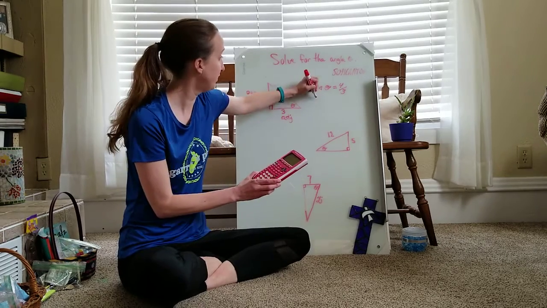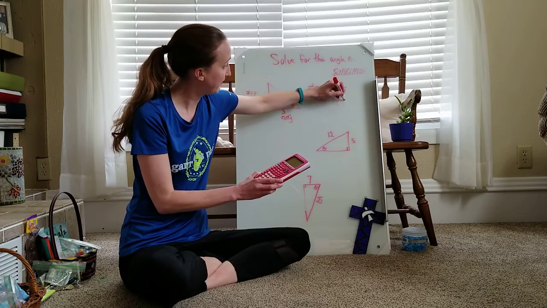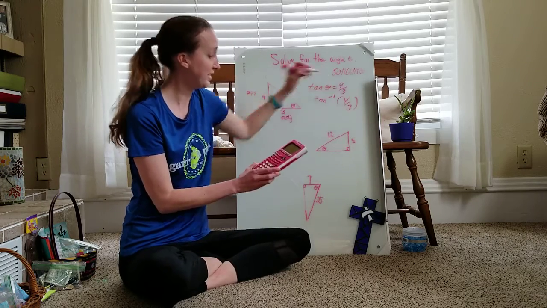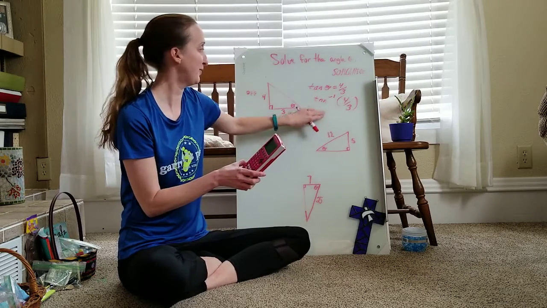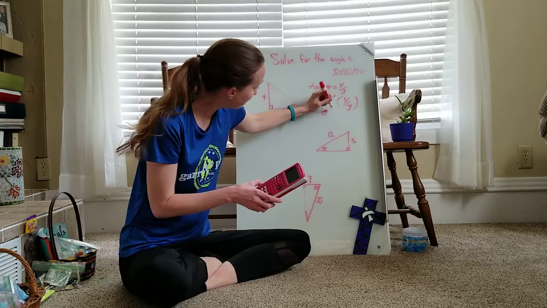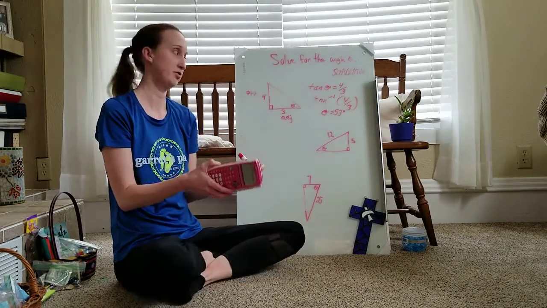So here's how that would look on my calculator. Tan inverse of 4 divided by 3. This is going to give us the missing angle. The angle is about 53 degrees. You might have to round it, so follow their directions.